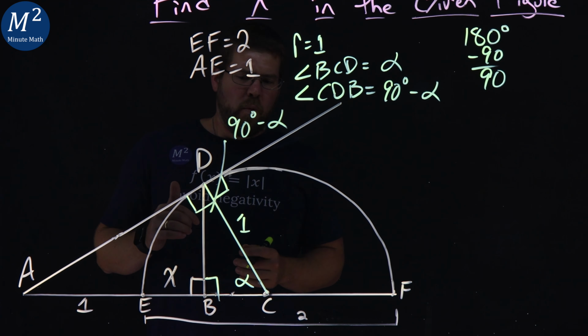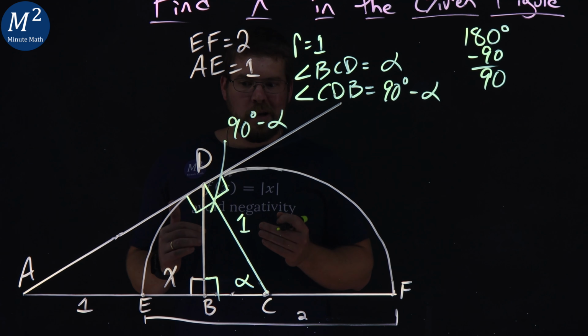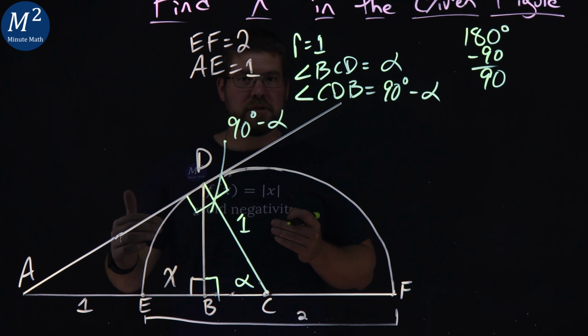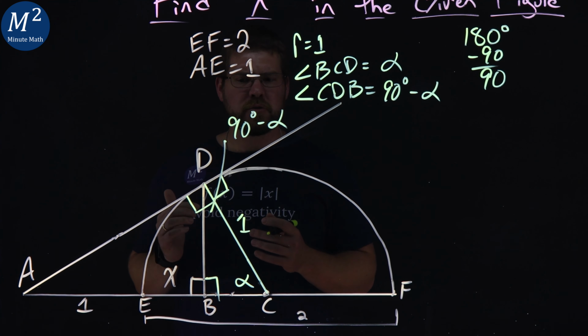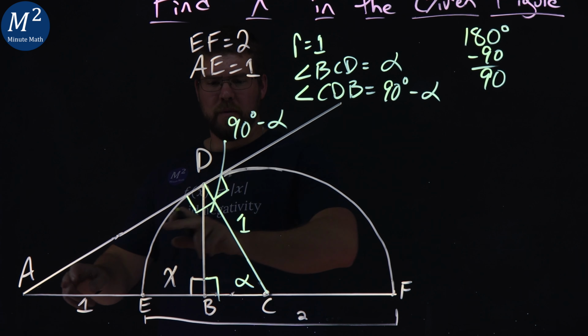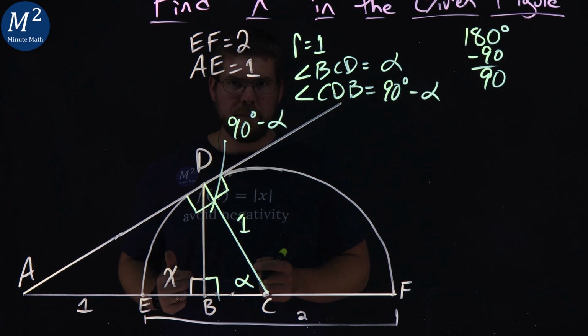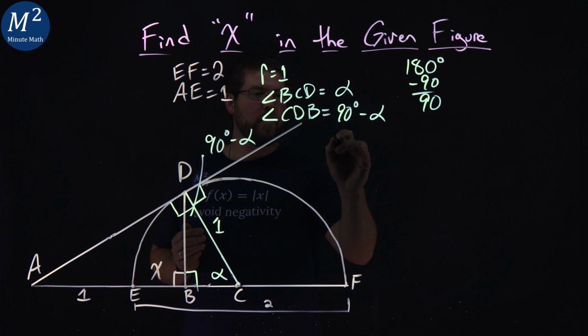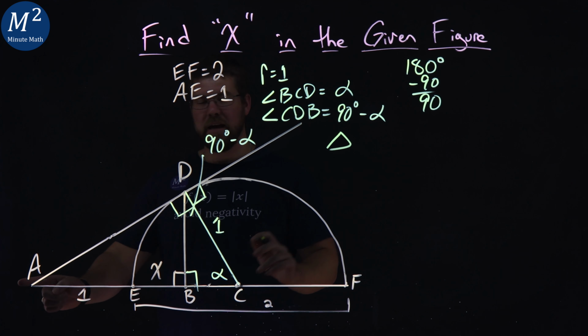Okay, we're getting close. What I want to do now is see if I can establish some similar triangles here. I have two big triangles I'm working with. We have our big one, and then our small one. So if we have our two triangles, let's go write them out. We have our triangle CDA.